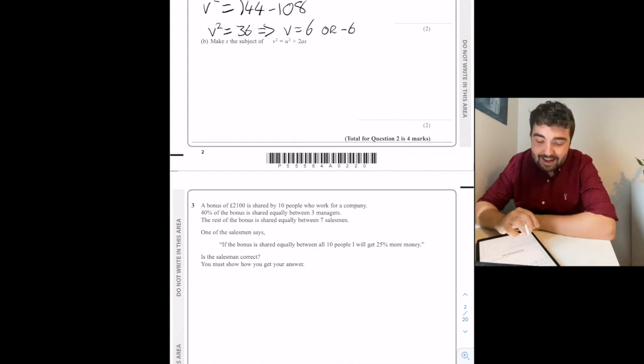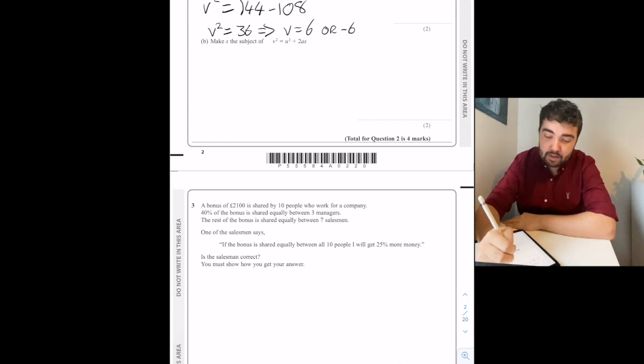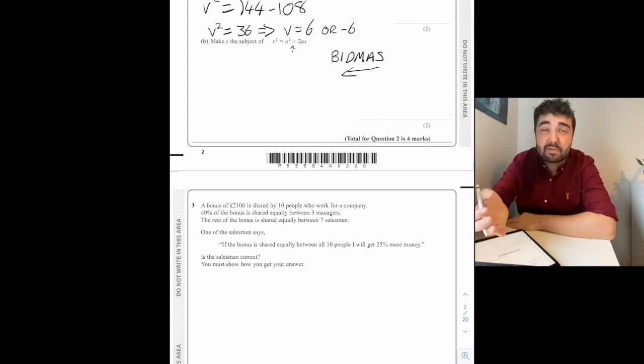So make s the subject of that equation. This is the harder part. The important thing to remember is you've got BIDMAS, or BODMAS if you're crazy. We're just going to rearrange in reverse order. So the first thing we've got is this addition, going back. So we're going to rearrange that first, or rather remove it, make it obsolete.